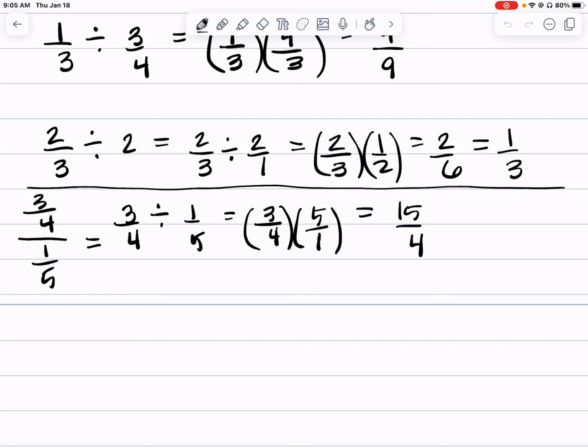Okay, 3/4 divided by 1/5 is 3 over 4 divided by 1 over 5. Okay, well, we keep, flip, change. So keep the first 3/4, flip the second to make it 5 over 1, multiply. 3 times 5 is 15, 4 times 1 is 4.